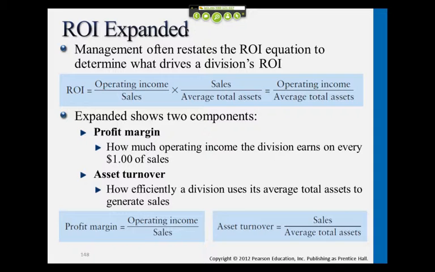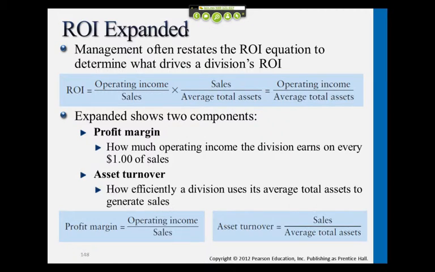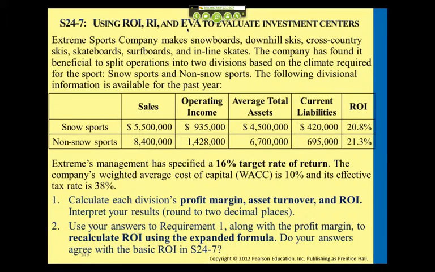The expanded version is going to show us first the profit margin, operating income divided by sales. What it tells you is how much operating income that division earns for each dollar of sales. And then the second is the asset turnover, which is how efficiently a division uses its average total assets to generate sales. So asset turnover is sales divided by average total assets. So you can say that ROI is your profit margin multiplied by the asset turnover. All right. The expanded version of ROI gives a little bit more insight into what exactly is happening with that unit. So let me go over the example really quick.